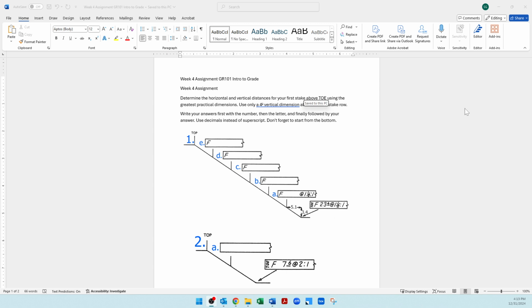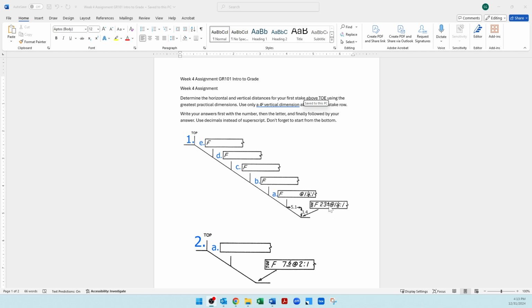Now you just got through going through week 4 slope staking and talking about the importance of this constant vertical dimension of 4 and how to arrive at that. In other words, how do we get rid of this oddball stake here? This is not a multiple of 4.